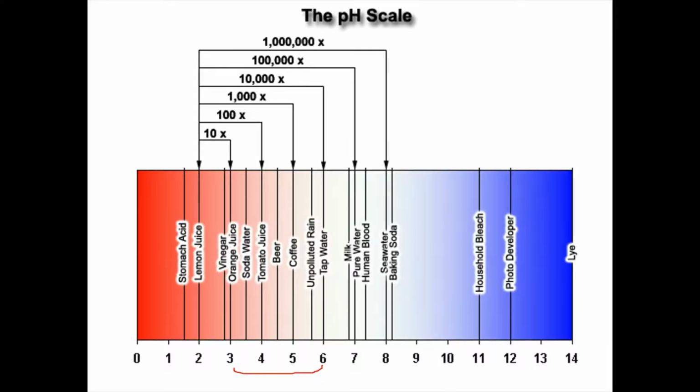And here I just want to show some things. Let's start off with pure water, right here in the middle. Milk is slightly acidic, there's a little bit of lactic acid in there. Tap water has all this other stuff in it, so tap water is about 6. Unpolluted rain actually has a pH of less than 6, in the 5s.